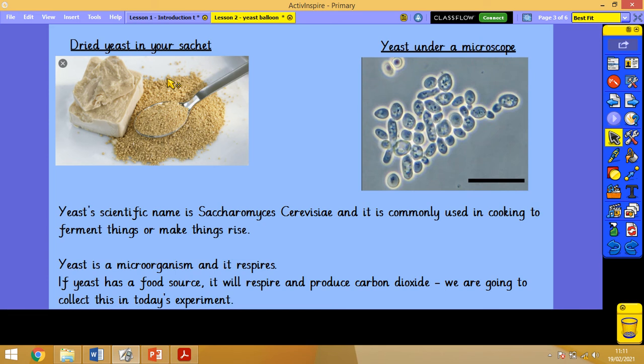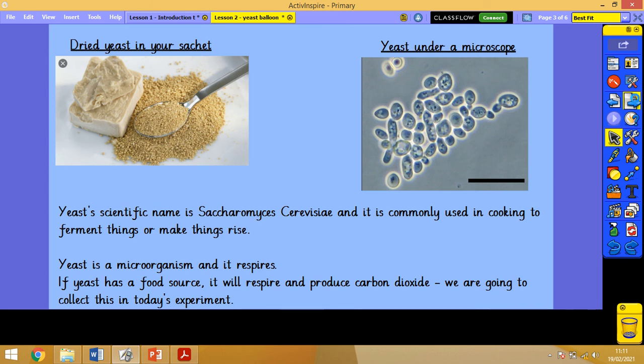If it's too cold, your experiment won't work because the yeast will be too slow, or it'll take a long time to work. If you have a thermometer at home, the temperature of your water needs to be about 37 degrees, not more than 40 degrees. If it's more than 40, it'll kill the yeast off. If yeast has a food source, it will respire and produce carbon dioxide, and this is what we're going to collect in today's experiment, so you can see it for yourself. This is what yeast looks like under the microscope.